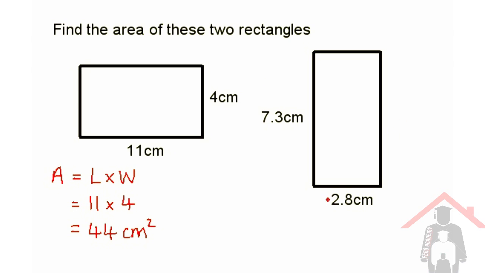For this question, you would be allowed to use a calculator. We still set it out the same way. Area equals length times width. The length is 7.3 and the width is 2.8. And then using a calculator, we can multiply those numbers to get the answer 20.44 centimetres squared.